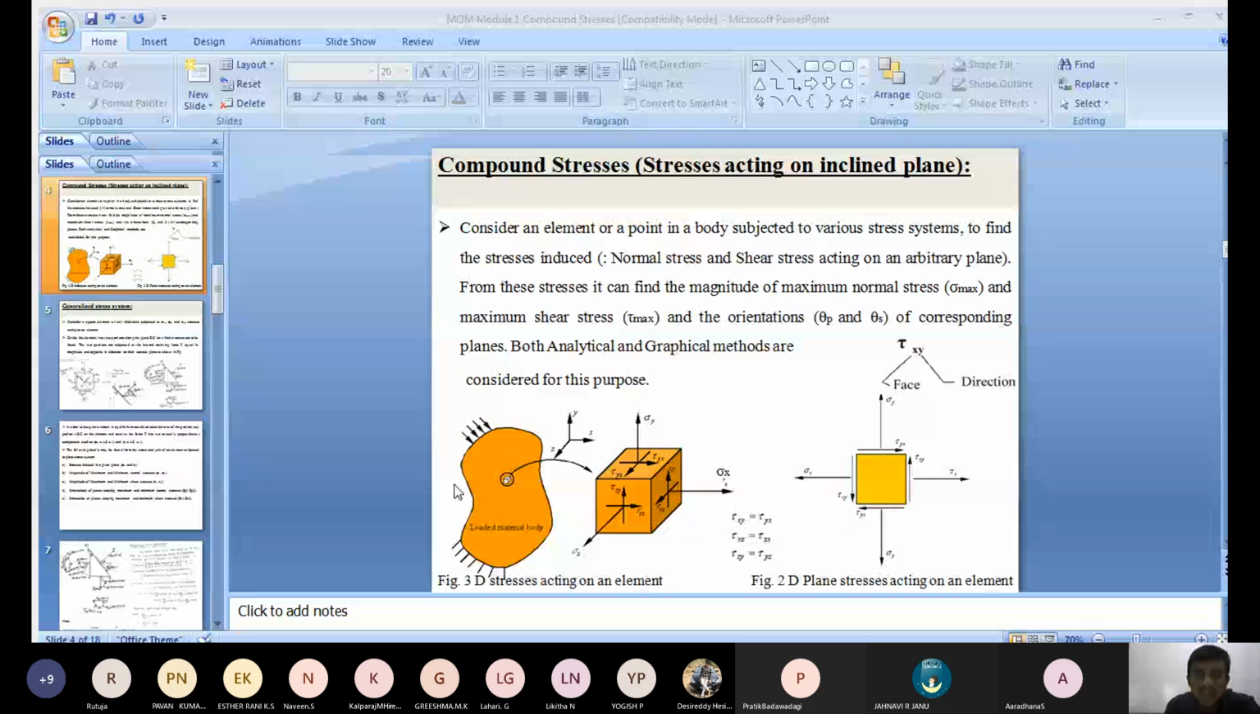Then again, we take advantage of the geometry. Now we'll consider the thickness of the element as unity, meaning 1. Then what do we convert here? A three-dimensional component to a two-dimensional component. You can see in figure number 2 a 2D plane stress acting on the element.